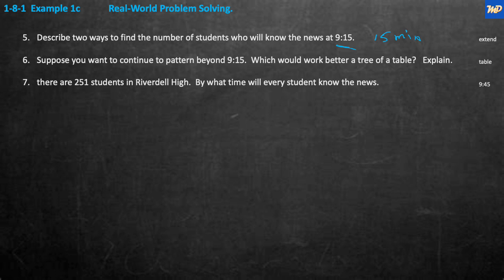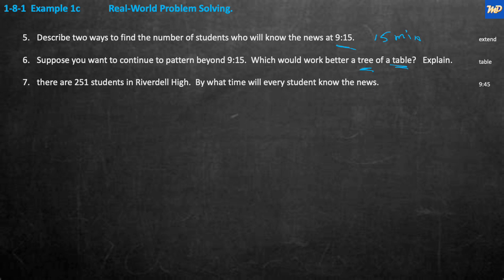Okay? Suppose you want to continue the pattern beyond 9:15. Here's where that little trick comes in. Beyond 9:15, which would work better, the tree or the table? And what do you think, why? Well, did you see the problem I was having when I was drawing the tree? The tree got really kind of crazy and wild, didn't it?